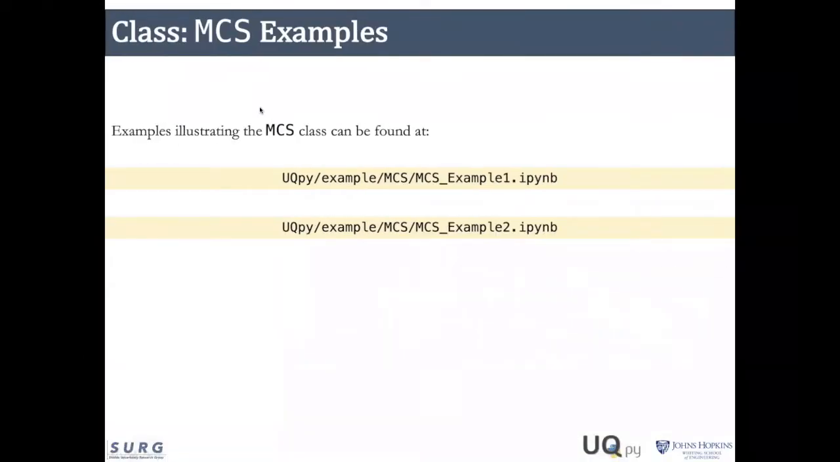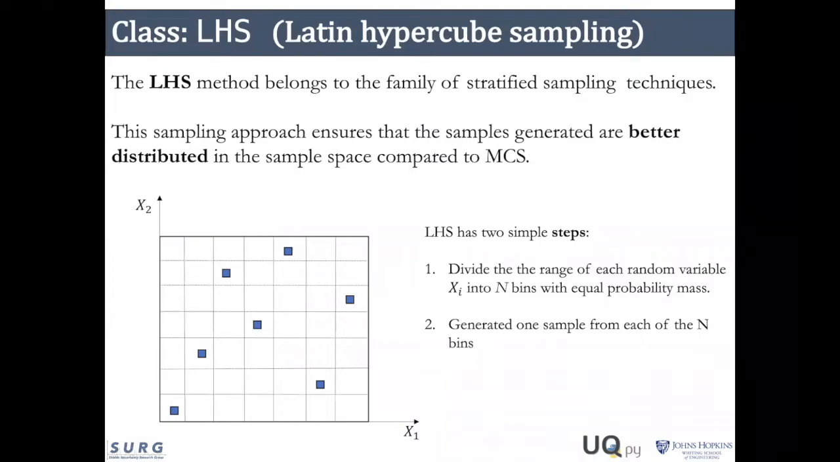Now, similar to the Monte Carlo simulation method, another option that we have is Latin hypercube sampling. This method belongs to the family of stratified sampling techniques, and basically is used to generate samples in a way that reduces variance between the samples. This sampling approach ensures that the samples that are generated are better distributed in the sample space compared to Monte Carlo simulation. Latin hypercube sampling has two simple steps. First, you divide the range of each random variable into a number of strata that have equal probability, and then in each stratum you generate one sample.